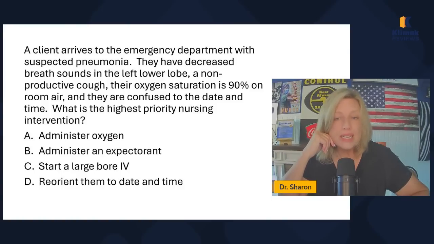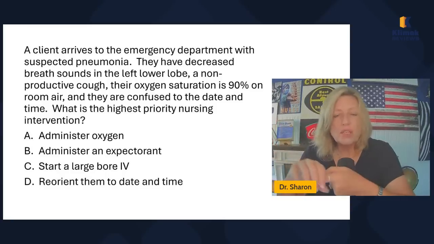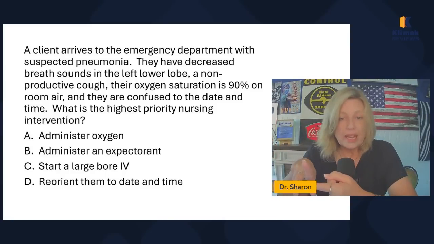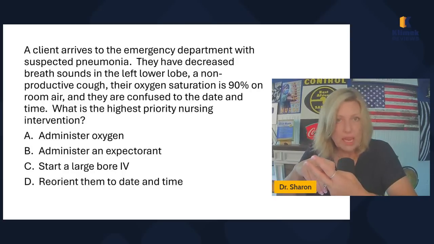Reorient them to date and time. Well, disorientation is an objective finding, but it's neuro. And I always want to do ABCs first. So objectively, I have a confused patient, I have a hypoxic patient, and I have a non-productive cough. I'm going to say I'm going to reorient them later, maybe 5 minutes later, but not first.